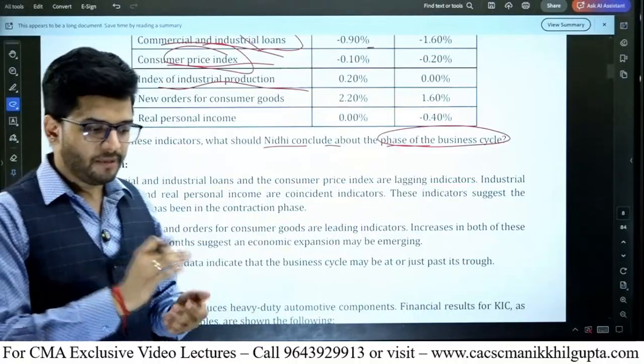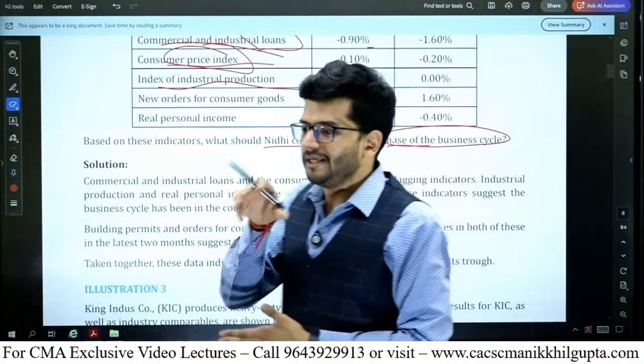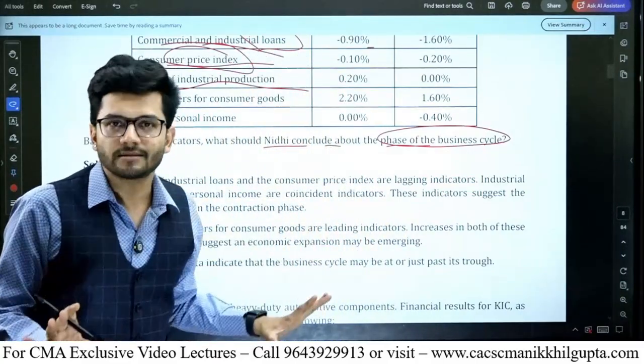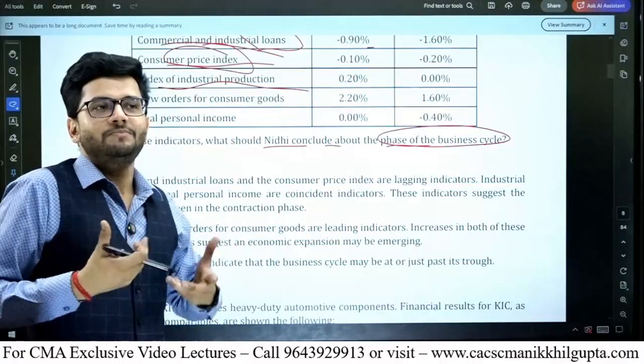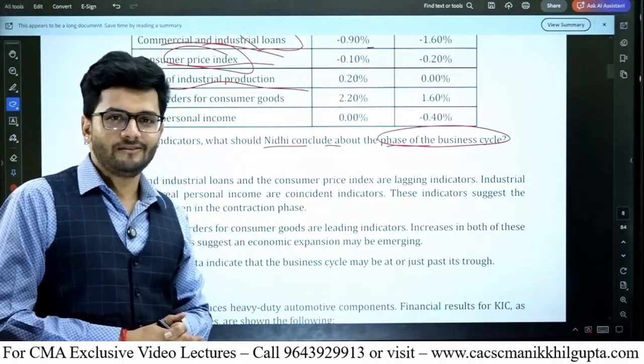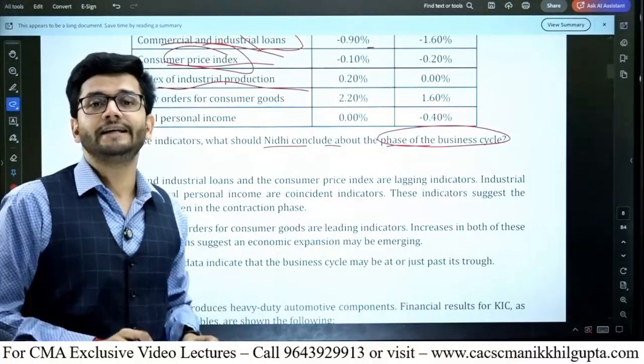So the entire economy has some phases, right? What phase of the business cycle is the economy in right now using these indexes? Now, you might be thinking, sir, we have never done this in our SPM module or anywhere else. We have not done this analysis ever. Absolutely true, and that is the idea.